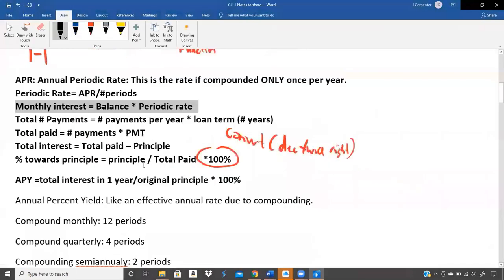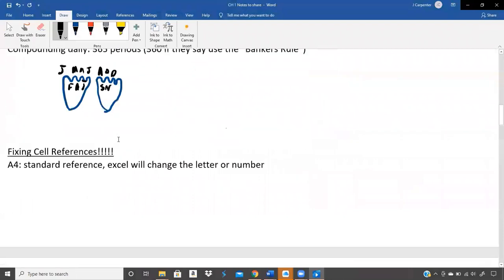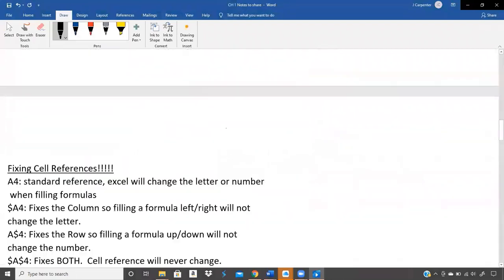If I can get back to it, here we go. What did that do? Here we go.